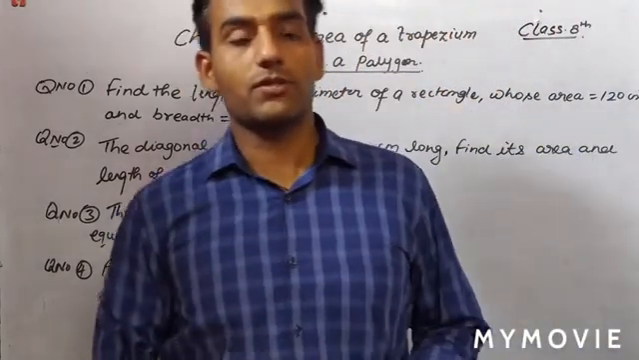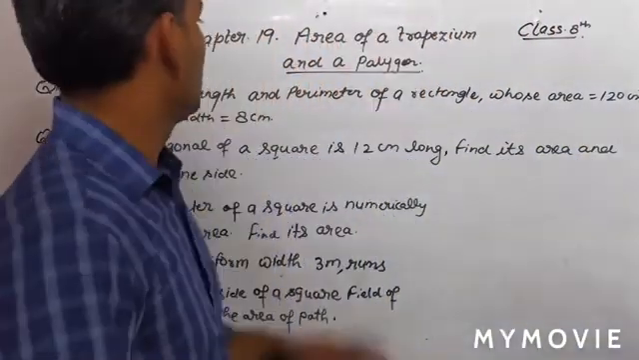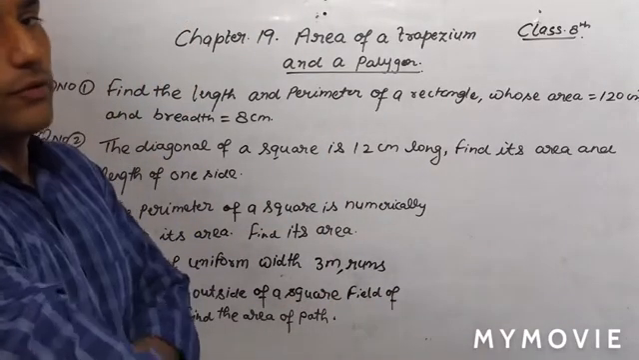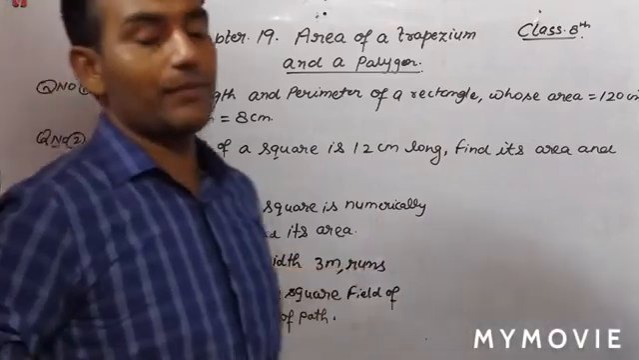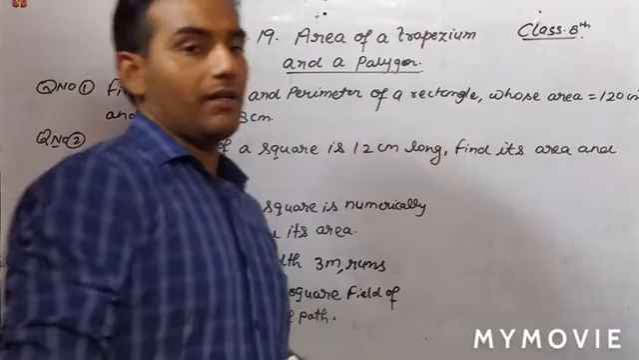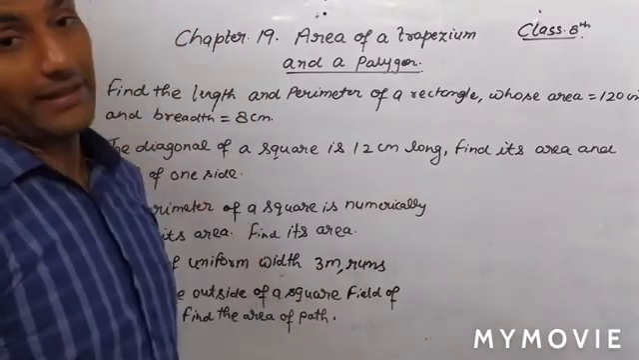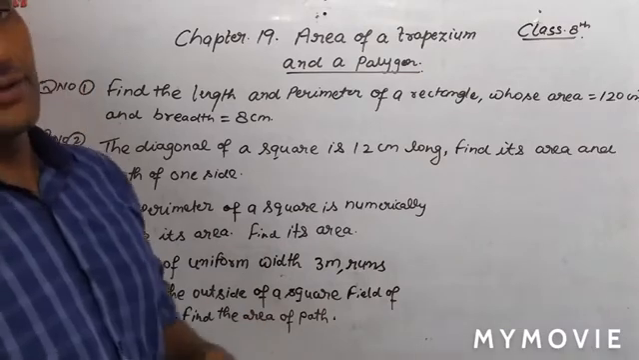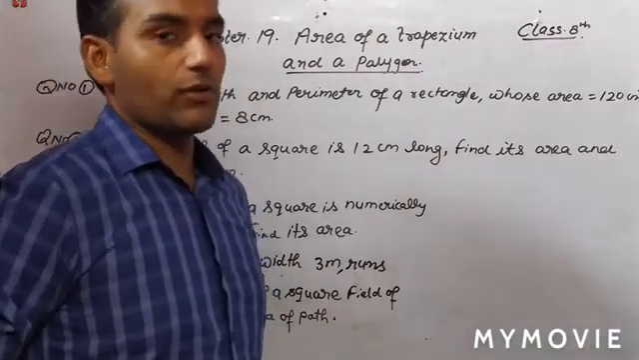Good morning, dear students. For class 8, the same chapter, area of a trapezium and a polygon. Four more questions I will solve, and they are based on squares and rectangles, because before this I have explained about triangles, area of triangle, perimeter of triangle. On the basis of that, we have solved some questions.